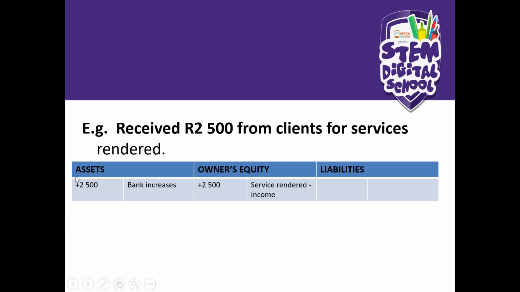What you do with assets, so there was a plus with assets, you're going to do with owner's equity. So therefore, it's also a plus with owner's equity. All right. So this one was an example of an income. You get the money in, the business bank account is increasing. So with assets, it's going to be a plus. And what you do with assets, you do with owner's equity. Services rendered is an income. It's falling under owner's equity. So that is also going to increase your owner's equity.